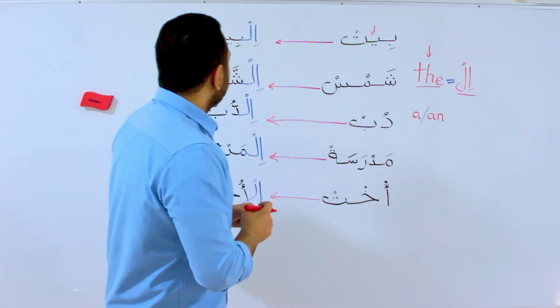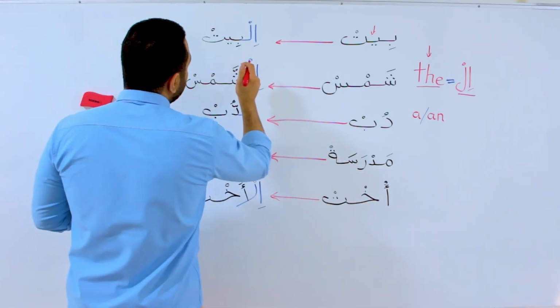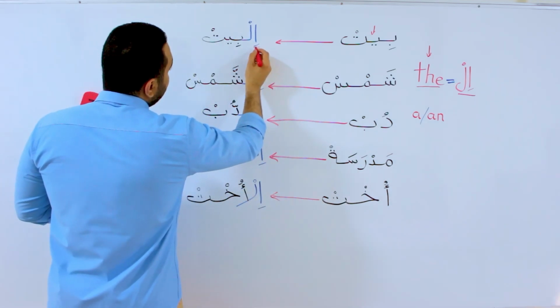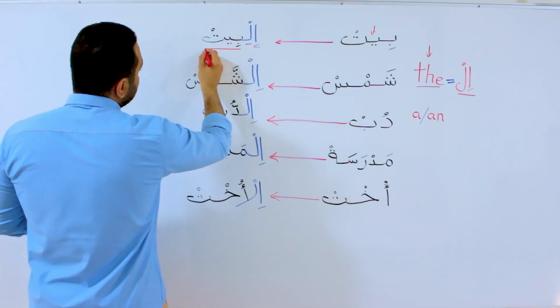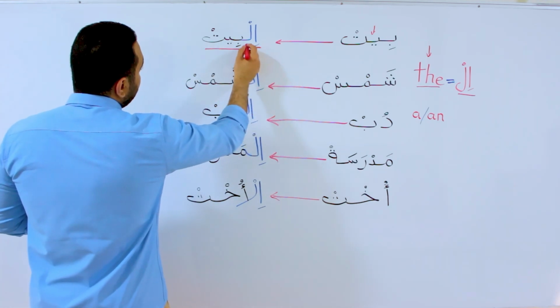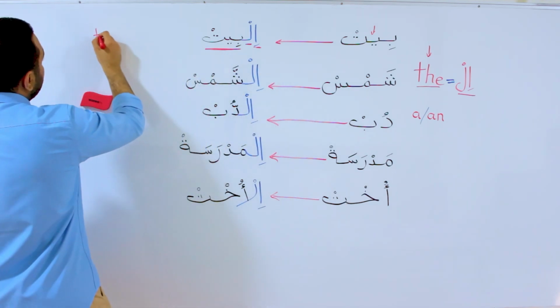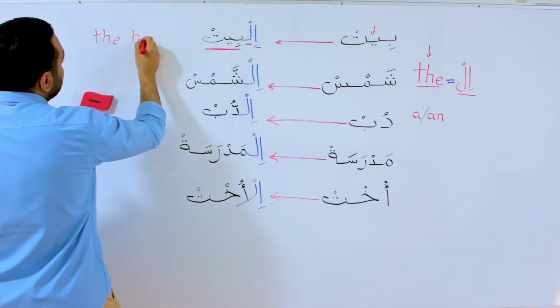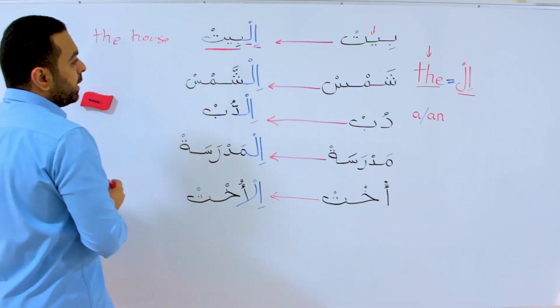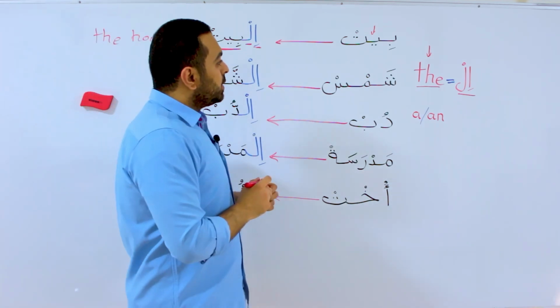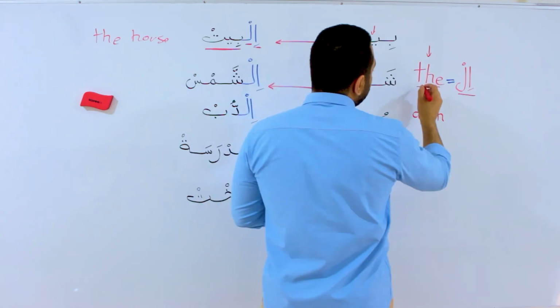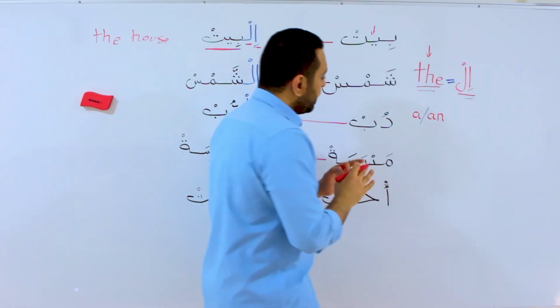Okay. Now, let's read this one. البيت. البيت. So that means the house. Okay? So, as we said, il means the.